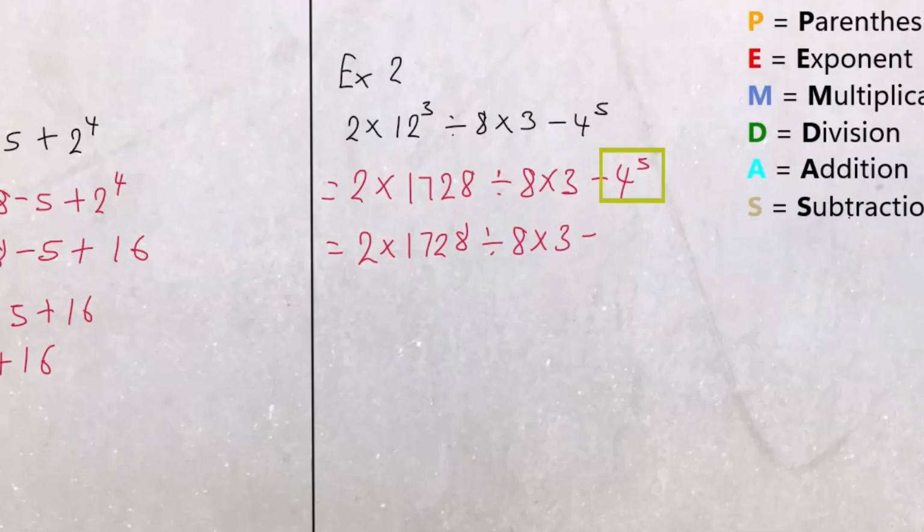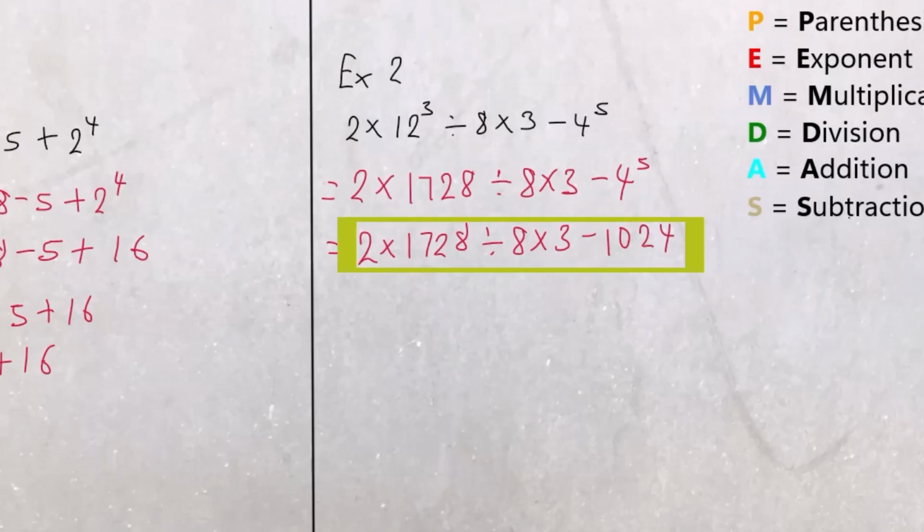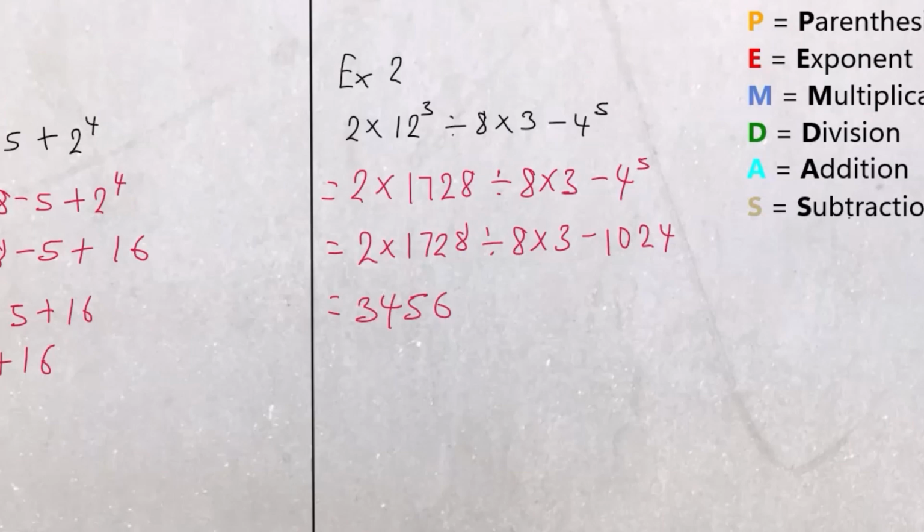4 raised to the power of 5 is the same thing as 4 in 5 places, and it will give us 1024. We have division and multiplication here, so we are dealing with that first. Starting from the left, 2 times 1728 will give us this, divided by 8, bring down the other ones. Starting from the left, since we have division also there, we are looking at that one first. 3456 divided by 8 will give us 432. Bring down the other ones.